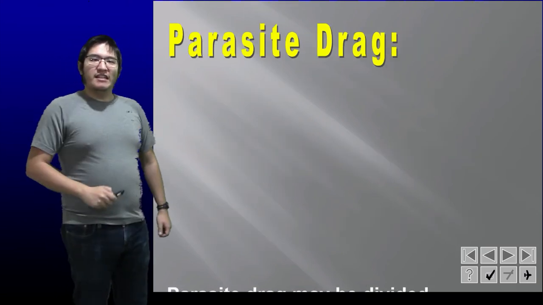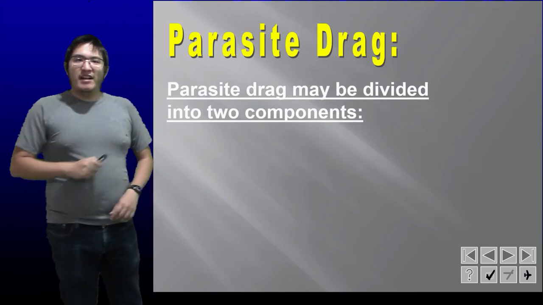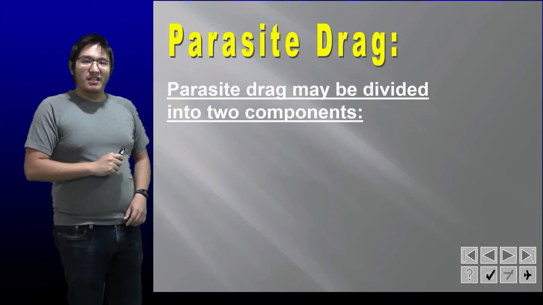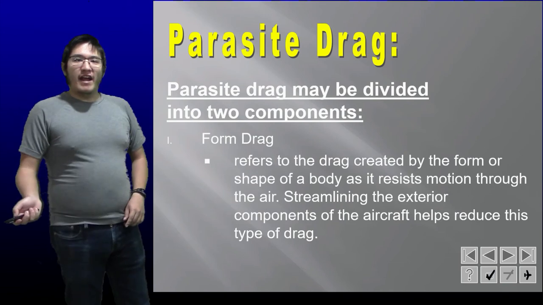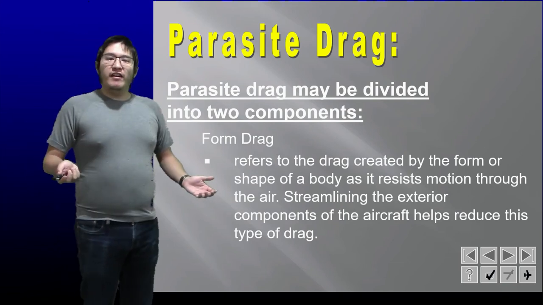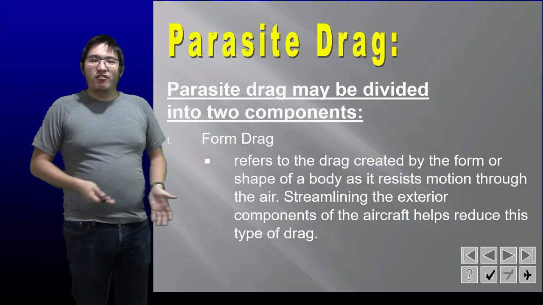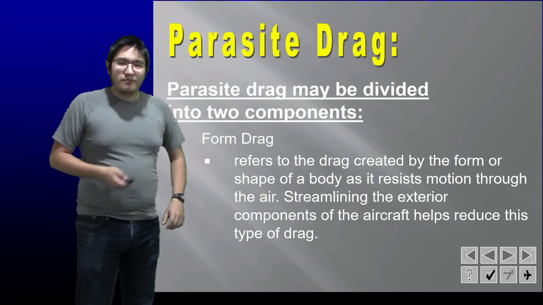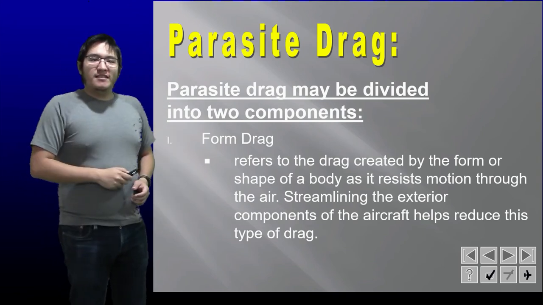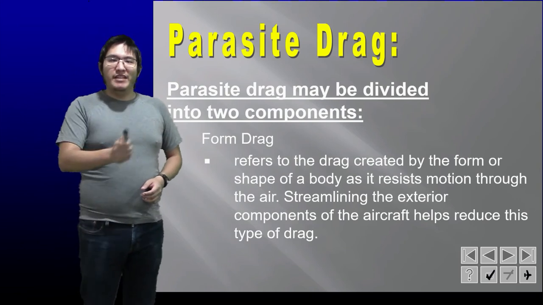First, we'll go over parasite drag a little more. Parasite drag can be further divided into two components. First, we have form drag. This refers to the drag created by the actual shape of the aircraft or the body in motion. In order to reduce this type of drag, we can do something we call streamlining.